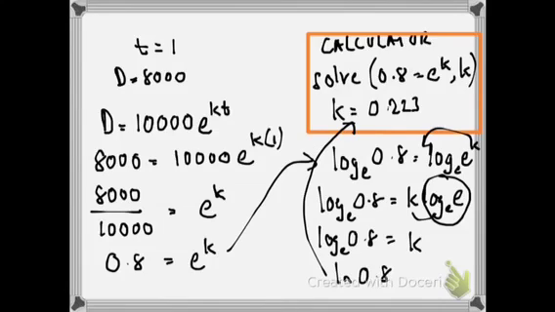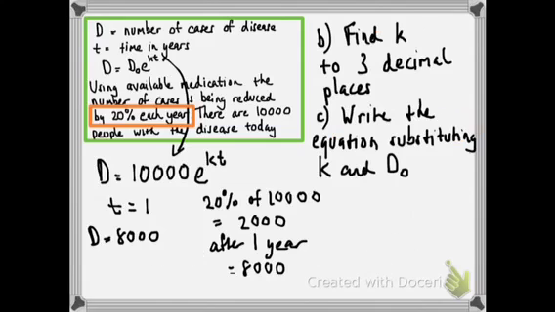So in my mind, unless you're specifically asked to use logs, and you've got the calculator available, from this point here it's just a matter of solving it. We just found that k equals negative 0.223.